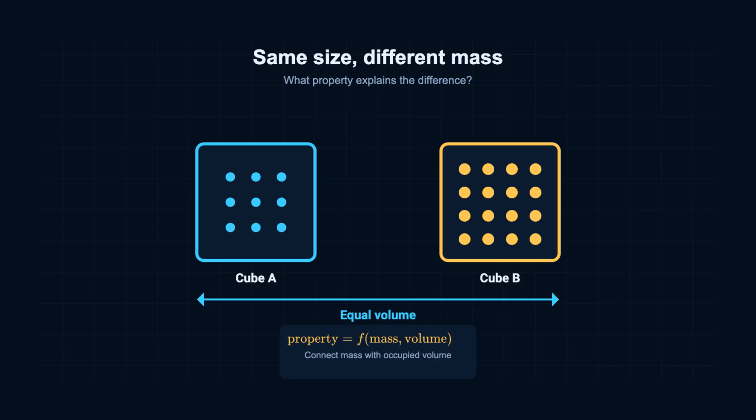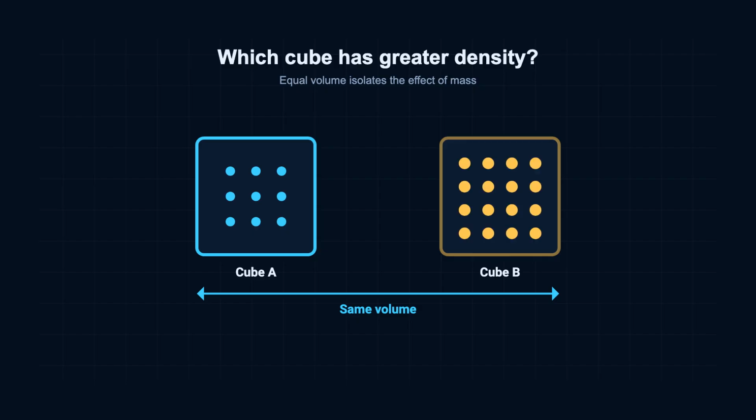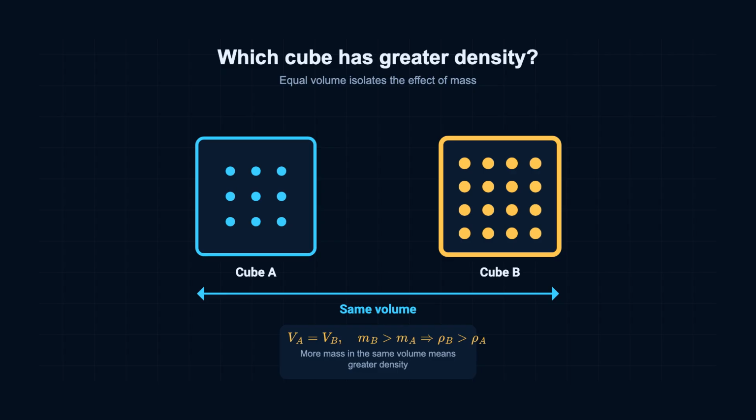That property is density. The cubes have equal volumes, but the second cube has the greater mass. Which cube has the greater density? Make your prediction before we define the term formally. It is the second cube. When volumes are equal, fitting more mass into that same volume produces a greater density.